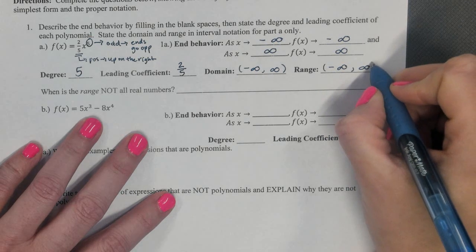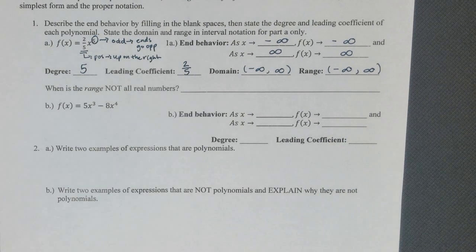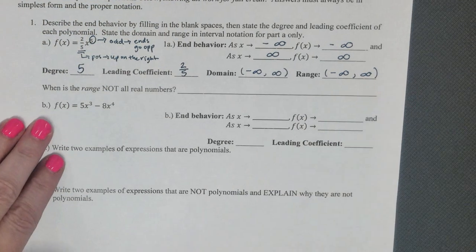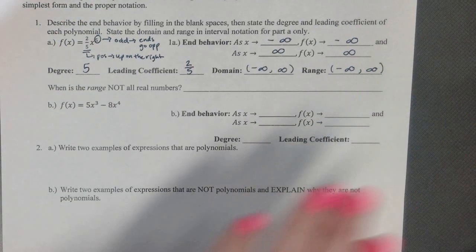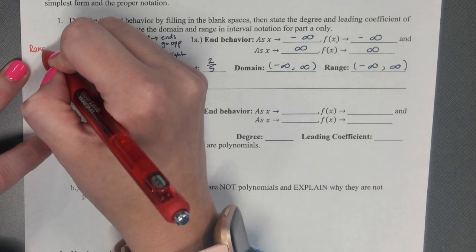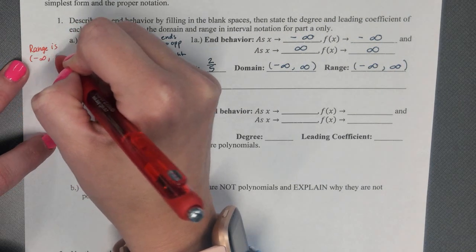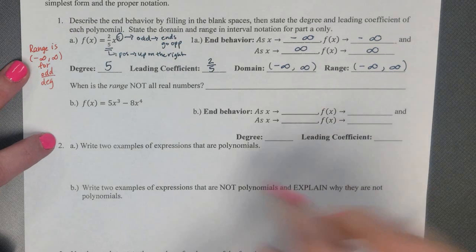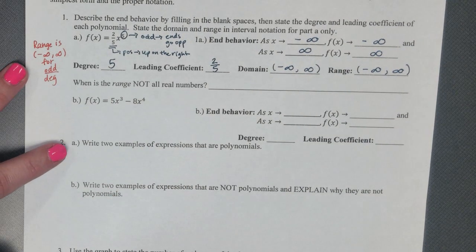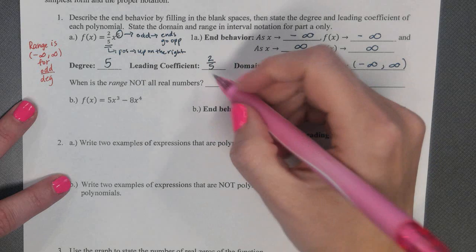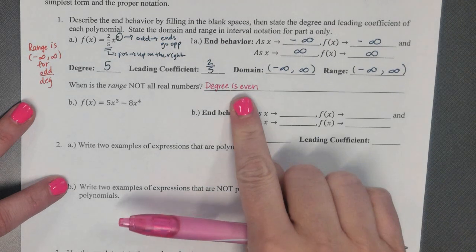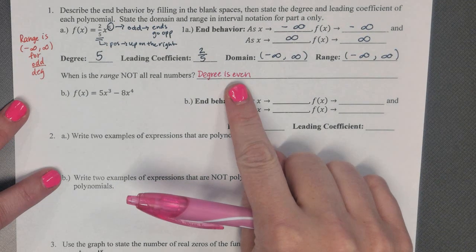Nope. When is the range all real numbers? When the degree is odd. Yep, so range is all real numbers for the odd degree, and then it says when is the range not all real numbers. Okay, so yes, it's when the degree is even, but do you guys know the two cases?